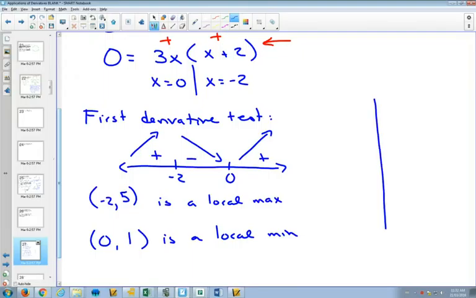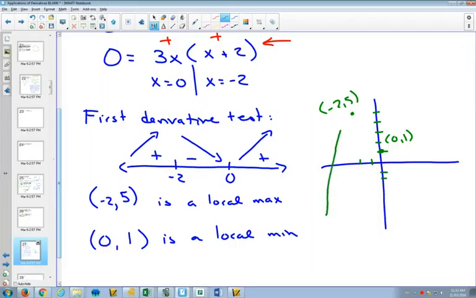So now to sketch our graph, what do we know? We know we have 0 comma 1. And we know we have negative 2 comma positive 5. And since our graph is increasing till we hit that maximum, then decreasing till we hit that minimum, and then increasing afterwards, this is what we have for our graph.